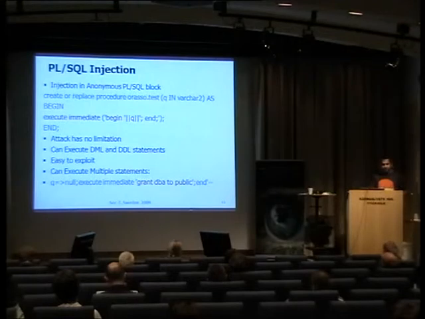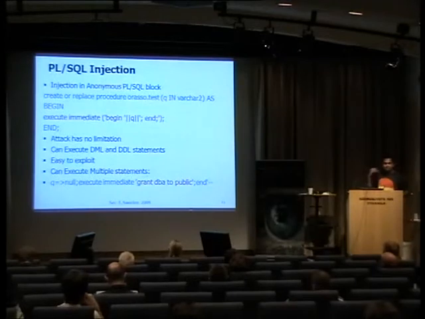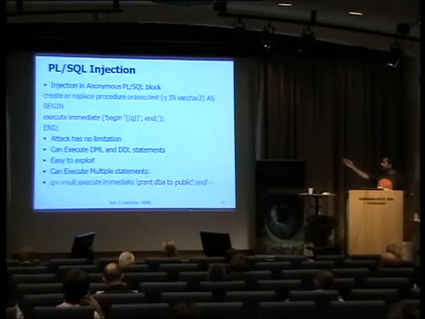So a typical example of PL/SQL injection is over here. What I've done is I've created a sample procedure called orasso.test. Now, orasso is one of the default packages which you get after you install Oracle Application Server. Anyways, you can ignore that part for the moment. It's a procedure. It takes a parameter called q, and that parameter q is then concatenated with the strings begin and end. It basically then creates an anonymous PL/SQL block, and that anonymous PL/SQL block then gets dynamically executed with execute immediate.